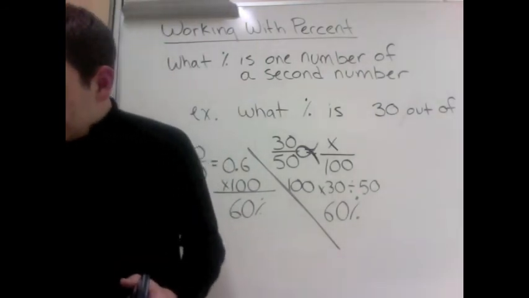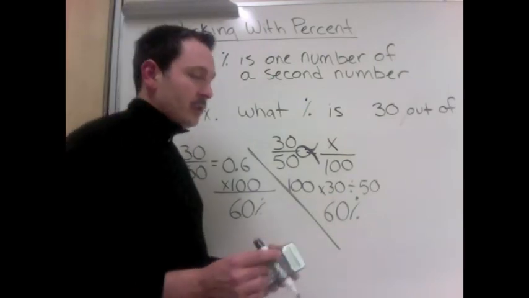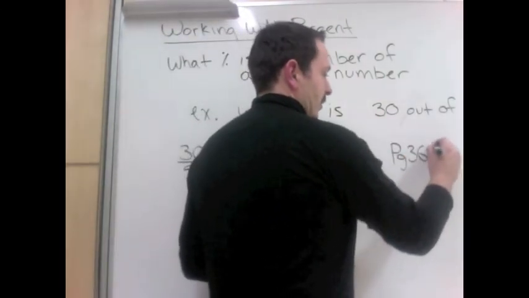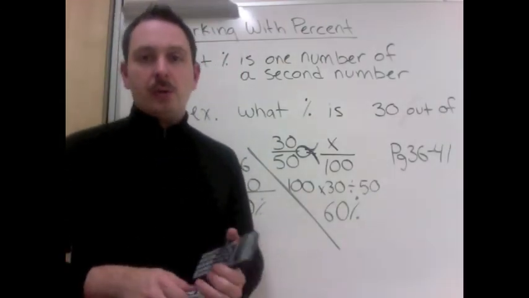So if you want to look at some more examples in your book, you could read pages 36 to 41, and that is also the questions I'll have you do. You're working on pages 36 to 41 in your workbook, and when you're done that, you can go on to lesson 5.